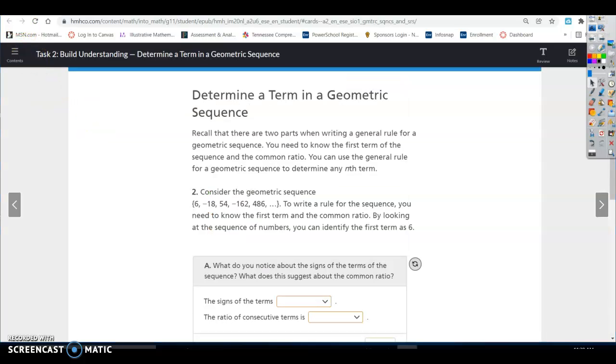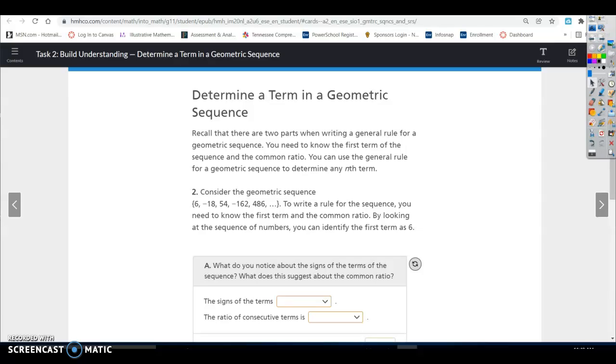Lesson 13.3, task 2. Determine a term in a geometric sequence. Recall that there are two parts when writing a general rule for a geometric sequence. You need to know the first term of the sequence and the common ratio. You can use the general rule for a geometric sequence to determine any nth term.